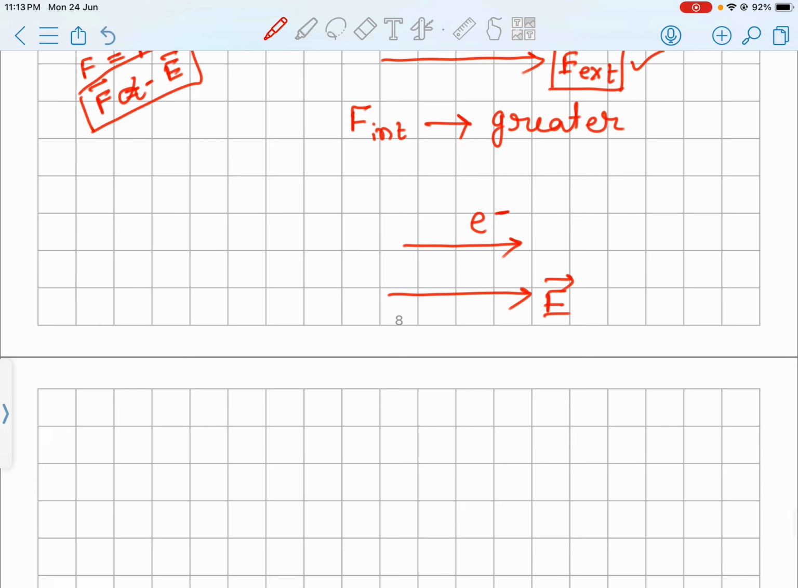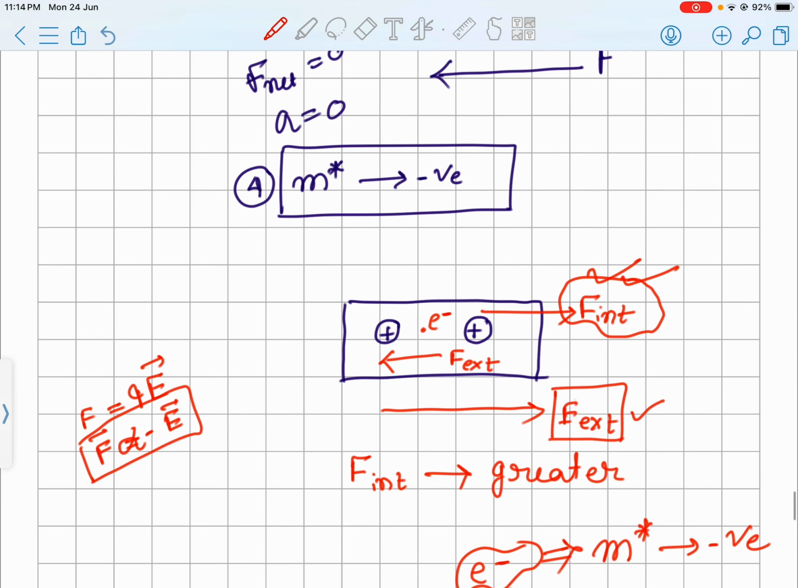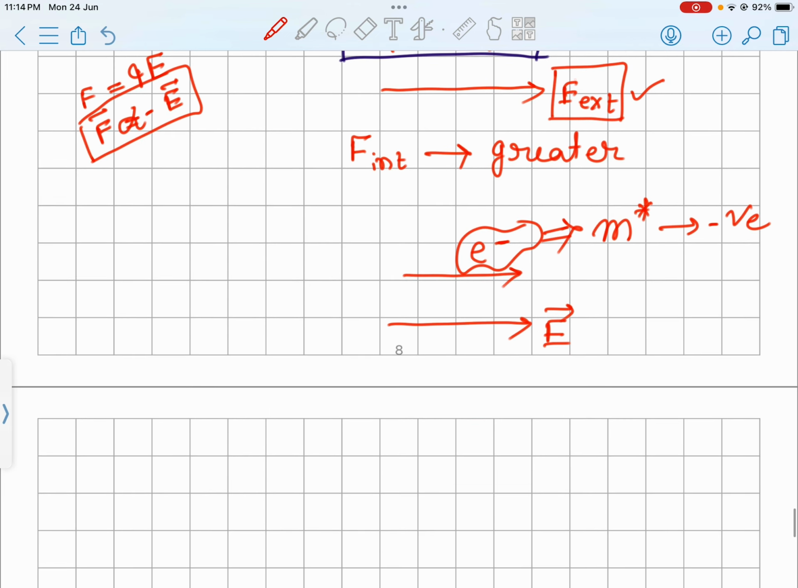So we say that this is acting like a hole, that is we do not consider electron to be positive, but it is behaving like a hole or positive quantity. Okay, so in this phenomenon we see m star will be negative. Okay, and in this phenomenon we see m star equals negative.